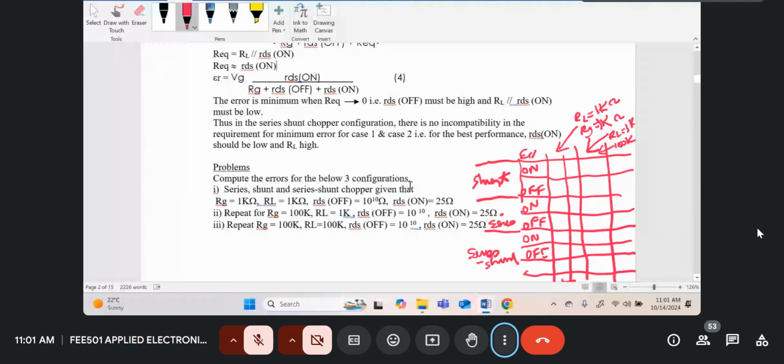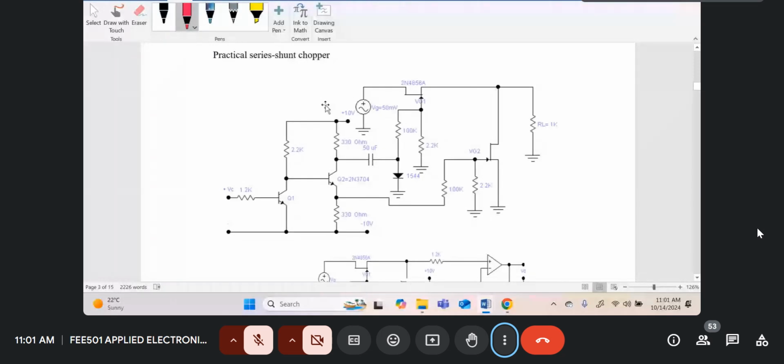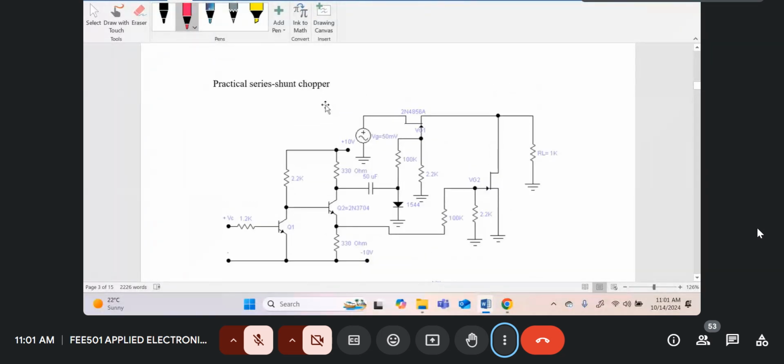So please do this simple exercise. We derive the equations, it's just a matter of substitution. Okay, now here are some of the practical circuits that you'll be doing in the lab.